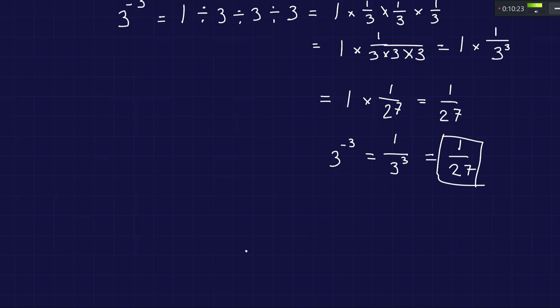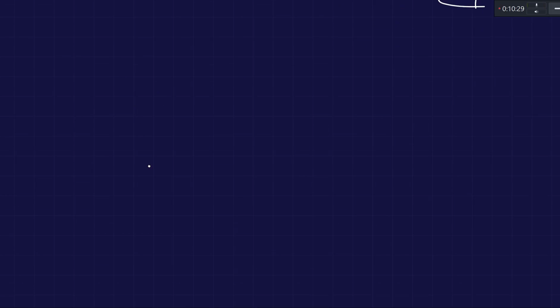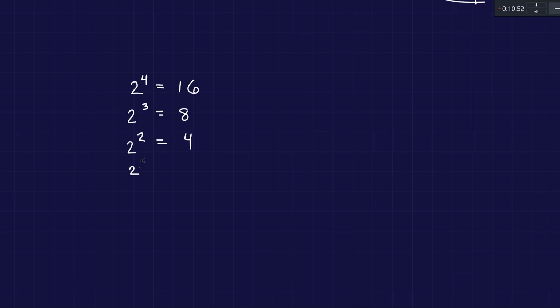And you can actually see that the pattern makes a lot of sense when I start to write out some exponents. I'll use the base 2 as an example. If I have 2 raised to the 4th, that gives me 16. 2 raised to the 3rd gives me 8. 2 squared, or 2 raised to the 2, gives me 4. 2 raised to the 1 gives me 2. 2 raised to the 0 gives me 1. So you can see every time we decrease the exponent by 1, we're dividing by 2.